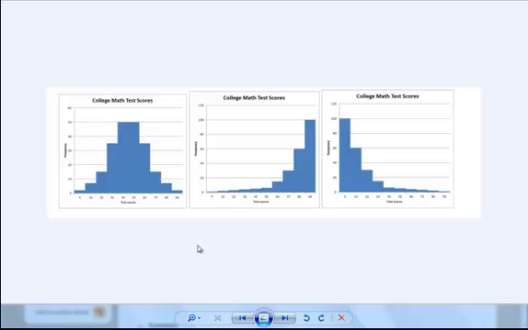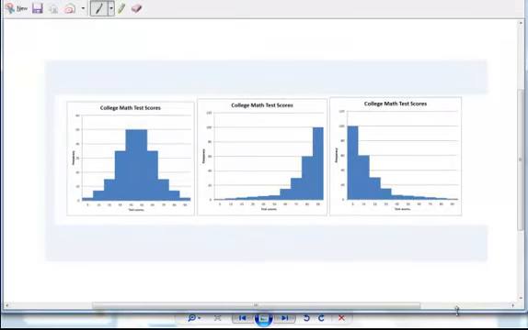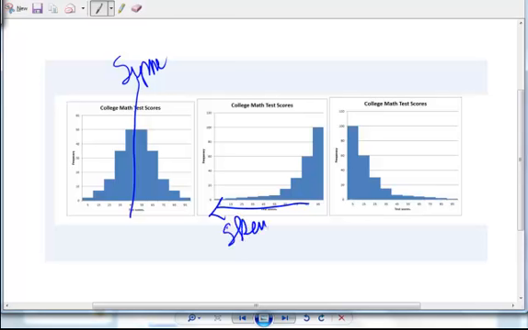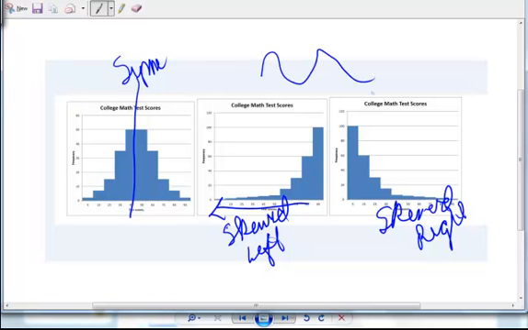If you notice symmetric, this first one is symmetric because if you drew a line down the middle, it would be the same on the left side as it is on the right side. So this is symmetric. And then this one is pulled to the left, so we say it is skewed left. This one, of course, would be skewed right. Now, some graphs are not symmetric and not skewed. This one would be neither. I mean, it's just a graph. Okay?